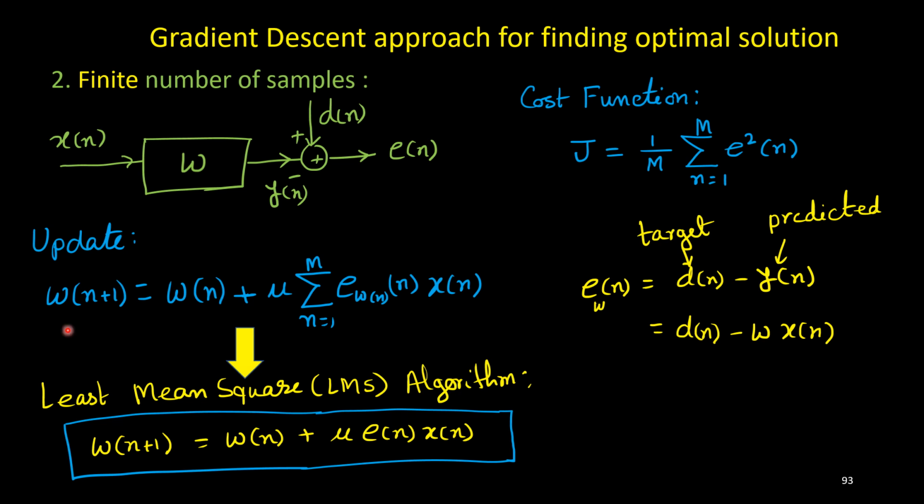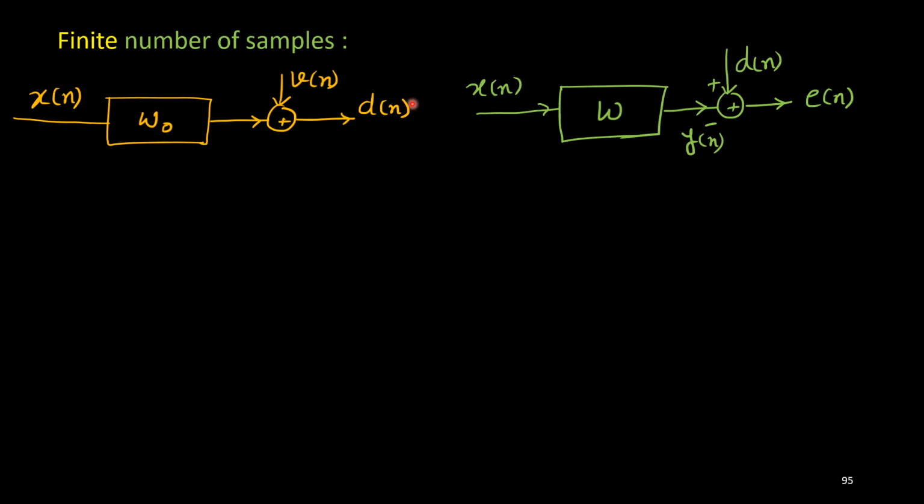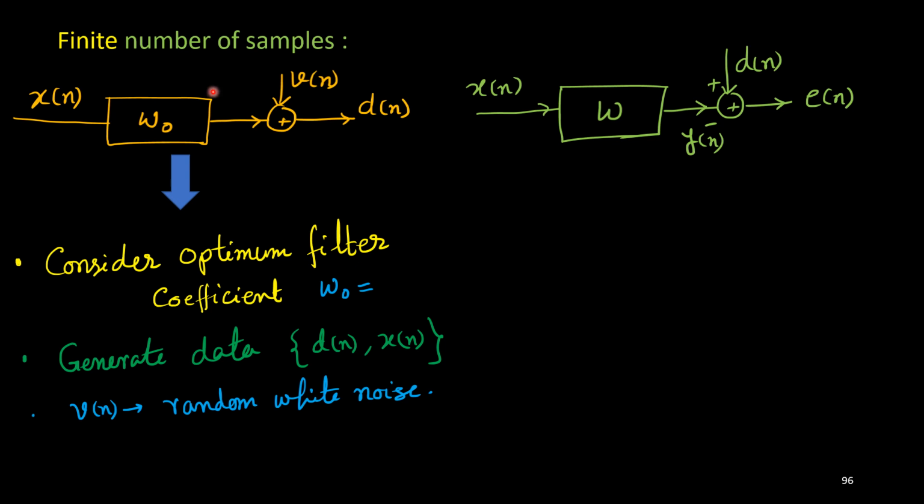So this is the update rule. We have got the update rule for the 1D problem. Now we'll go for the simulation results directly, the MATLAB simulation results. So this is the finite number of samples problem. This is the unknown system. D n and x n, these two sample sets are given, data sets are given. We need to find this w, which will be close to this w naught, right? So from this figure, we will consider the optimum filter coefficient w naught. Suppose it is given, but it is unknown to the algorithm.